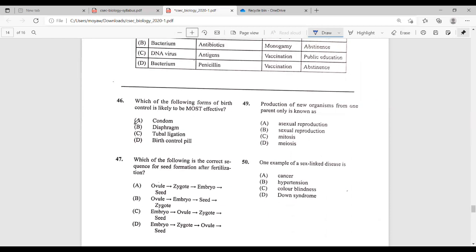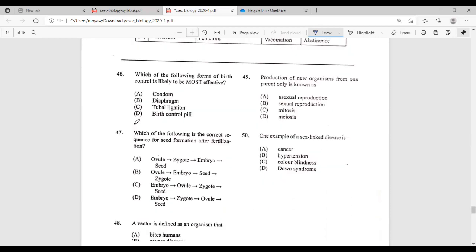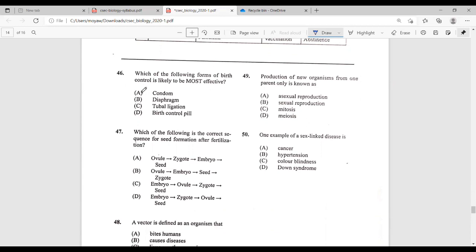Also a repeated one. 46, which of the following forms of birth control is likely to be most effective? We have A, condom; B, diaphragm; C, tubal ligation; D, birth control pill. So the most effective is definitely tubal ligation.